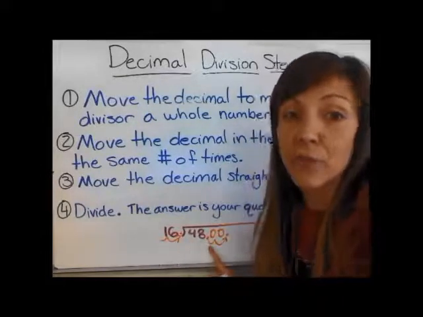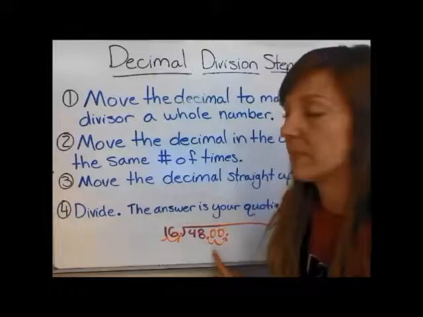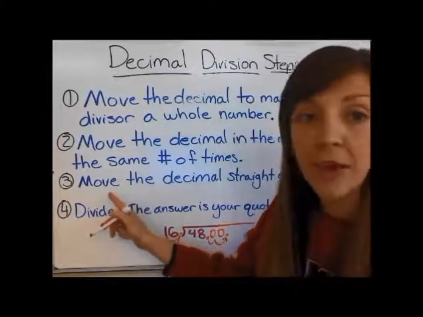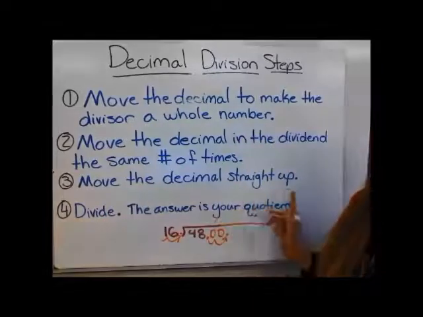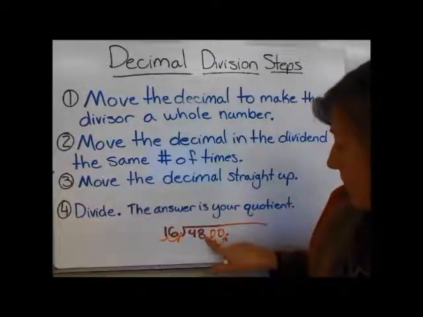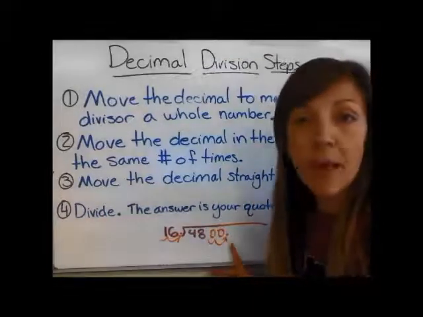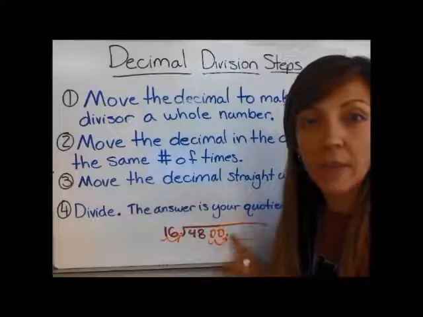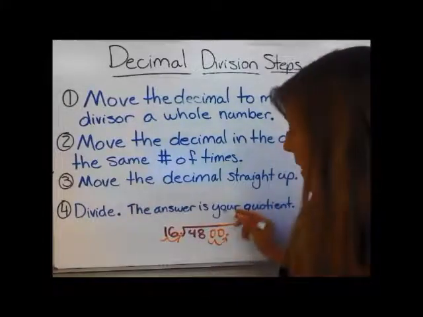16 into 4,800. Step 3, move the decimal straight up. So the decimal in my quotient will be up top. I'm going to just move this decimal straight up to the top.